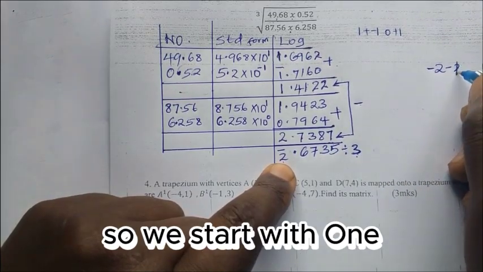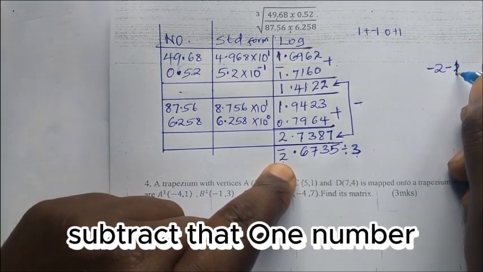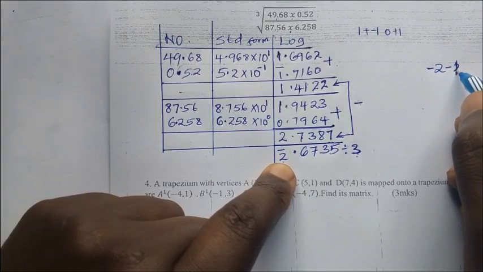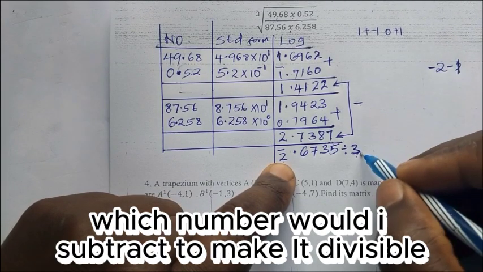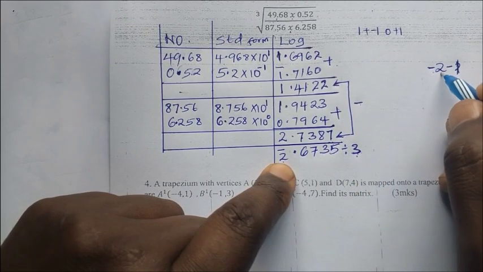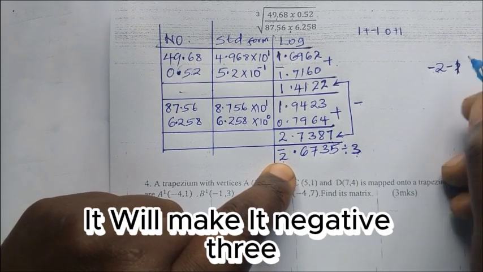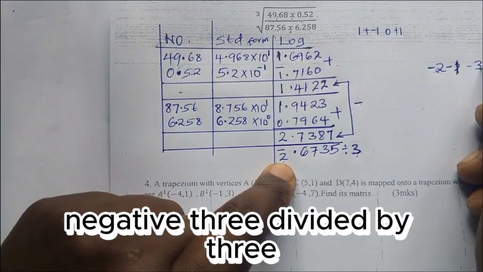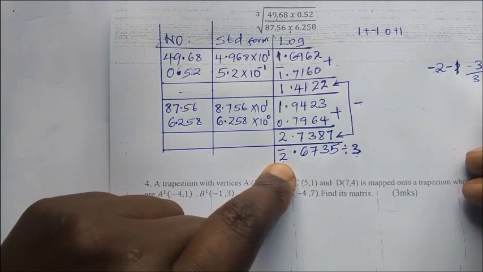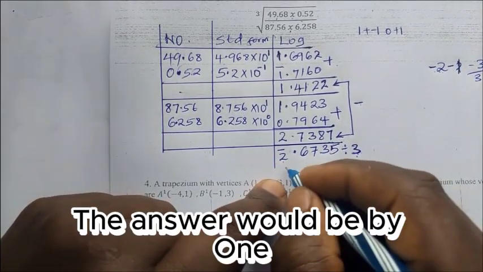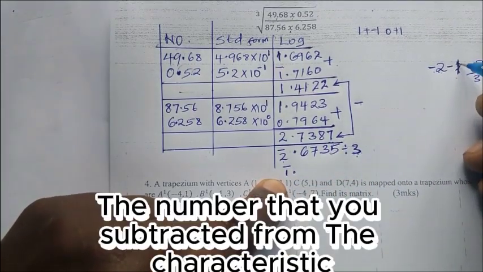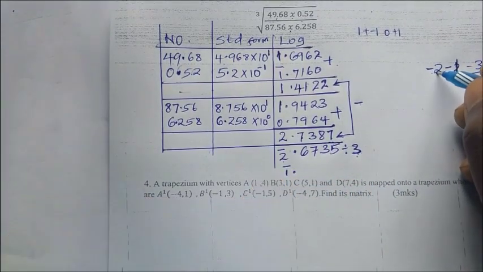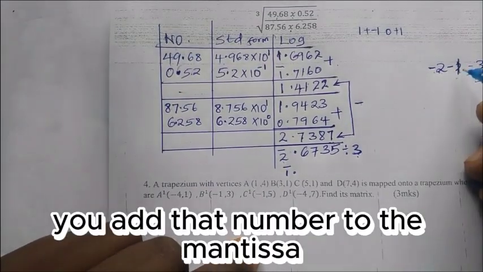So we start with 1. Which number will I subtract to make it divisible? If you subtract 1 from the characteristic, it will make it negative 3. Negative 3 divided by 3, the answer is negative 1. So when you divide here, the answer will be power negative 1. The number that you subtracted from the characteristic, you add that number to the mantissa.